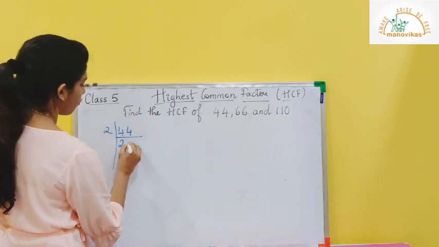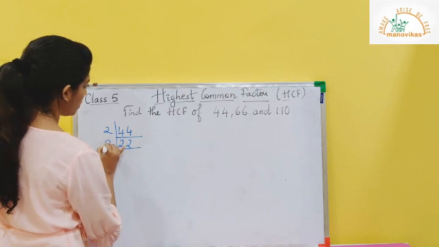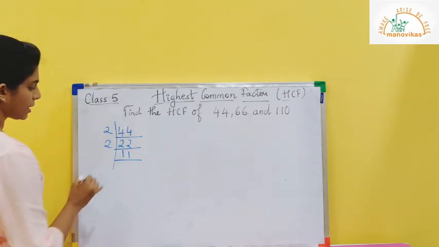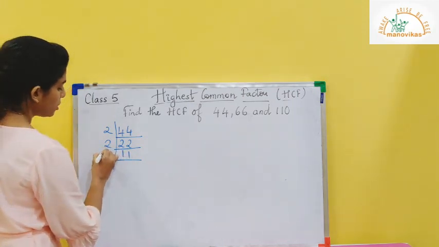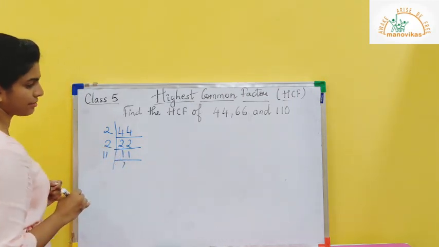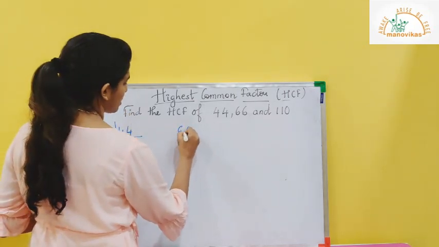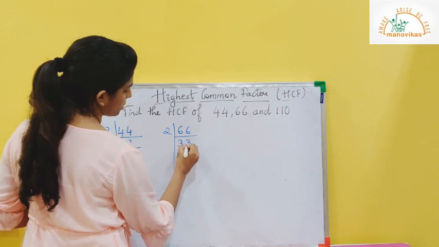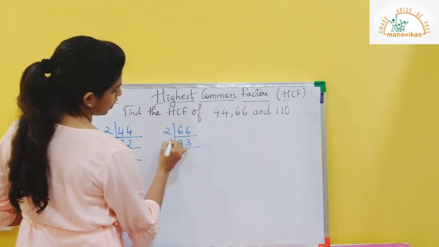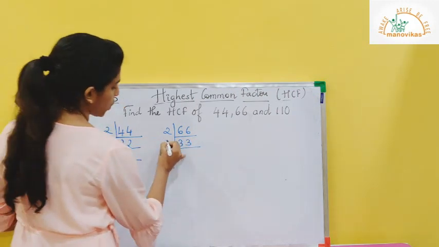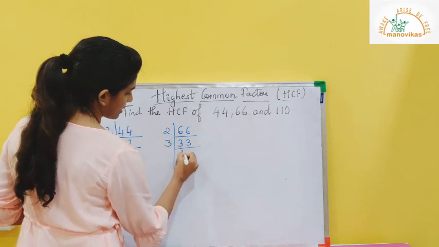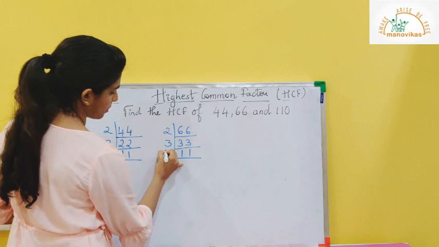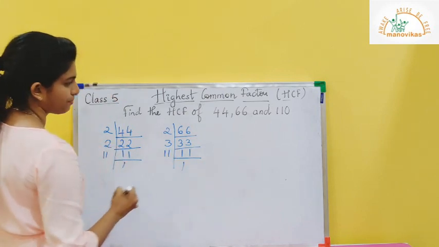2 2s are 4, 2 1s are 2, so you got 11. Now 11 is a prime number, so 11 1s are 11. Next number 66. 2 3s are 6. Now 33. So 3 1s are 3. Now 11 is a prime number, so 11 1s are 11.